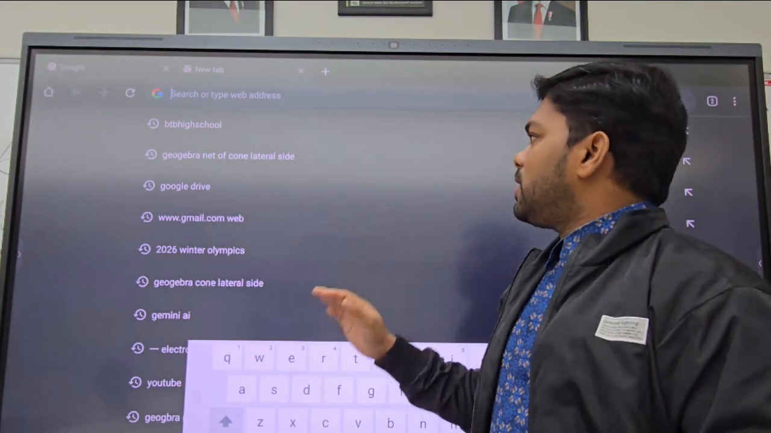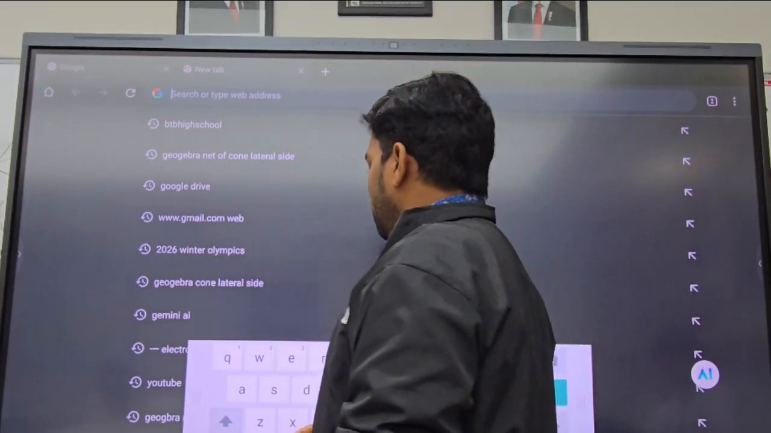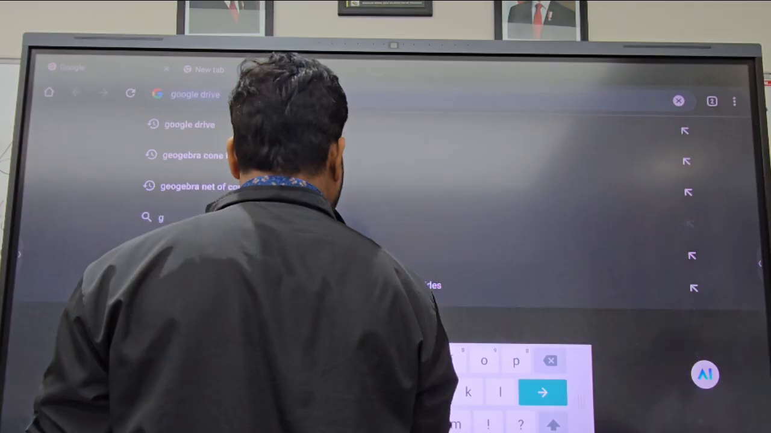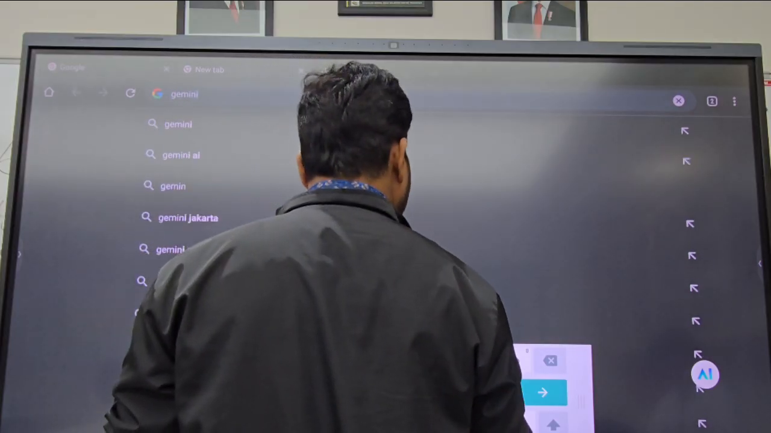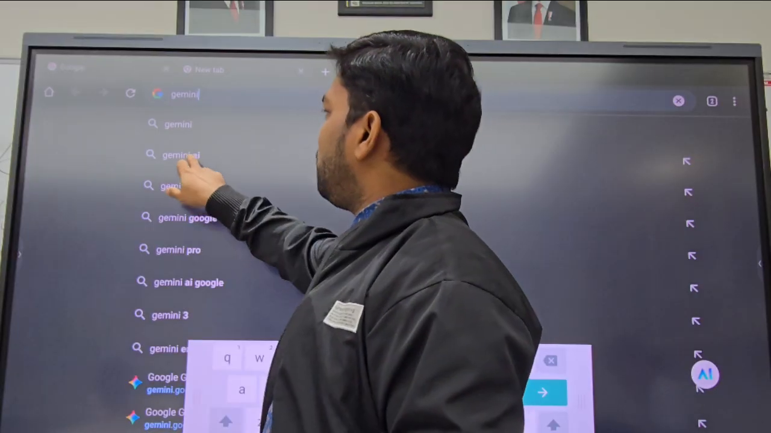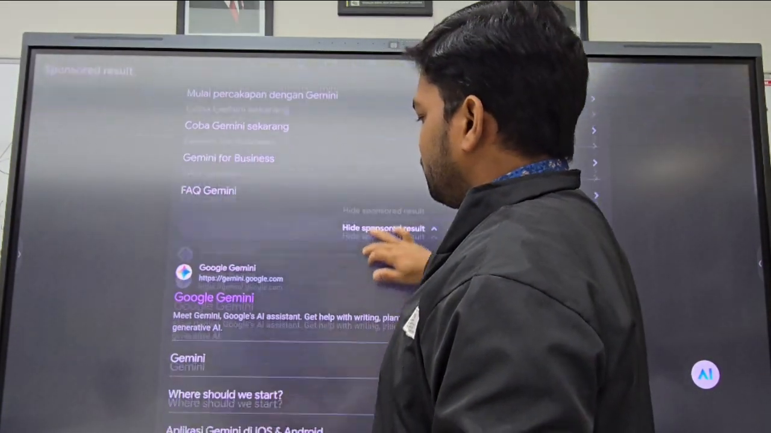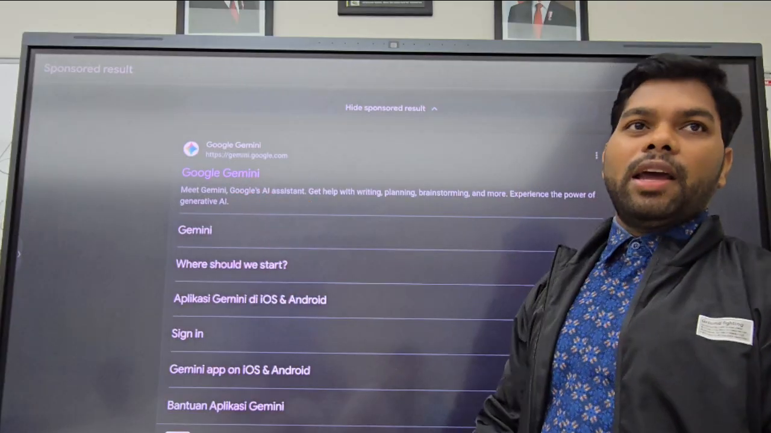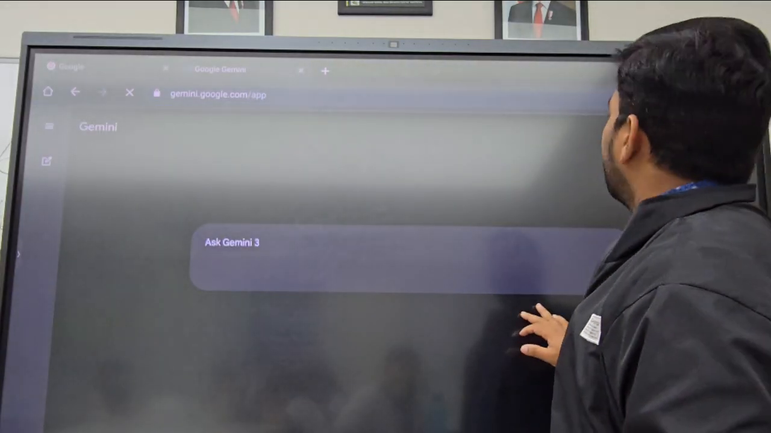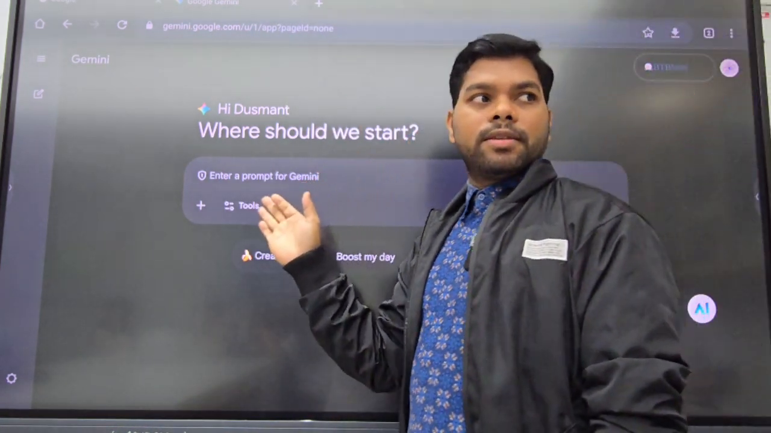Guys, do you open up your tablet? Okay, firstly you go to the Google account or just search Gemini. Gemini AI, okay? Alright, so open Gemini account. You can see Google Gemini. Okay. So did you find this interface? Yes.